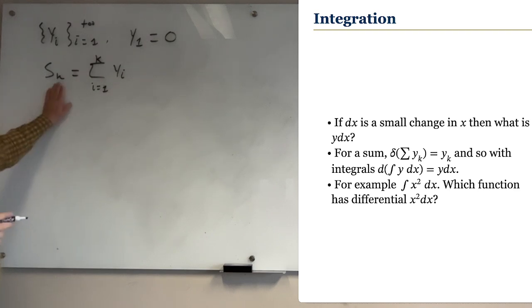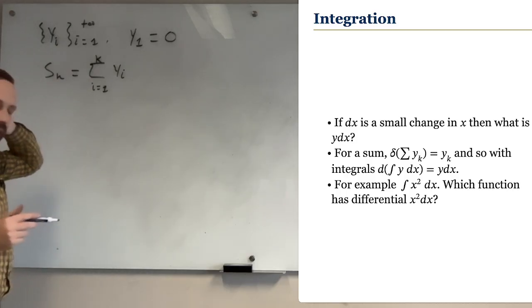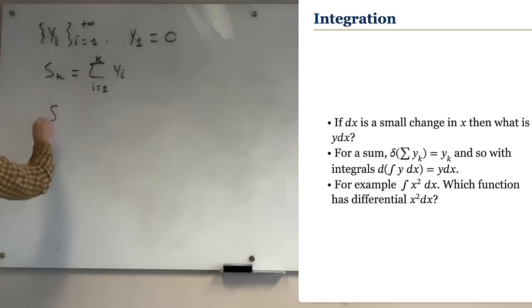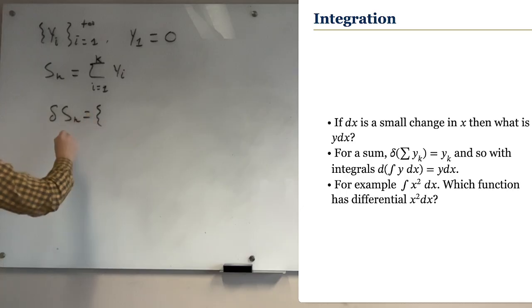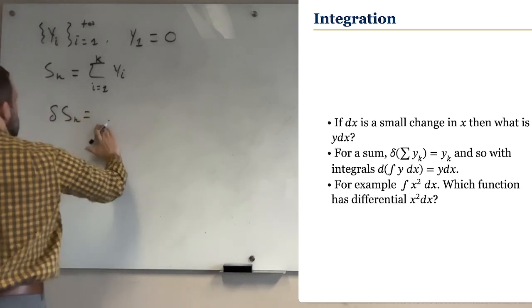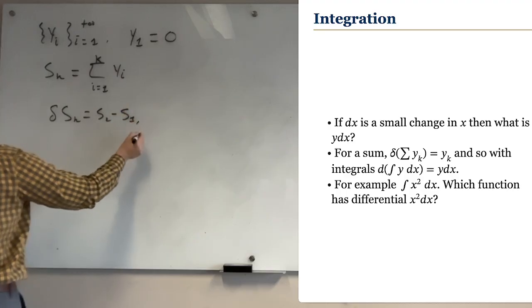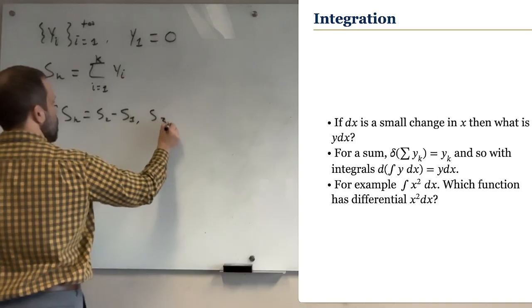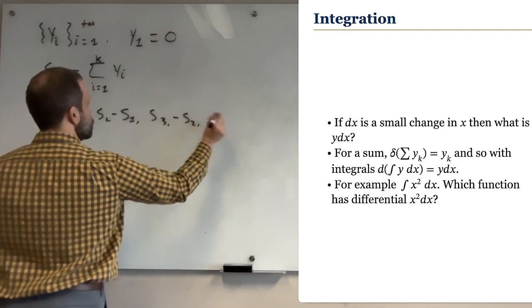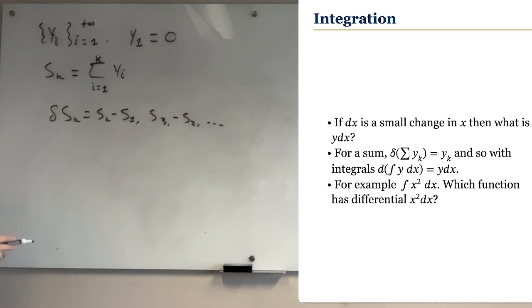Now, whenever I have a sequence, whether it's the y's or the s's, I can define what's called the difference sequence. I'm going to call it delta sub k, and this is simply going to be S2 minus S1, S3 minus S2, and so on and so forth.